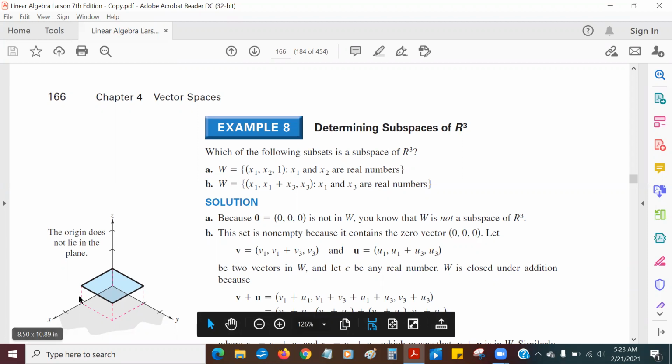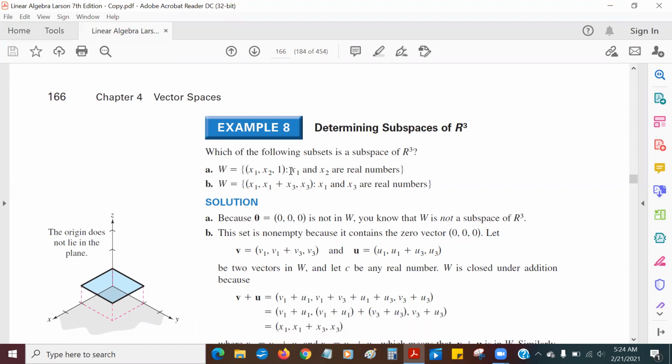It's actually a plane that's parallel to the xy plane. So it's an inch above the xy plane. Well, again, we're very sophisticated. We could disqualify A immediately because it doesn't go through the origin, and the zero vector is 0, 0, 0, which is the origin. So W is going to be disqualified immediately.